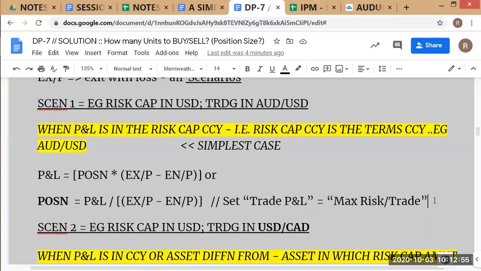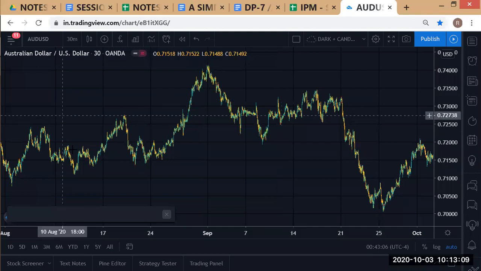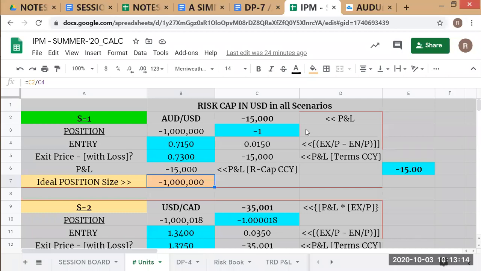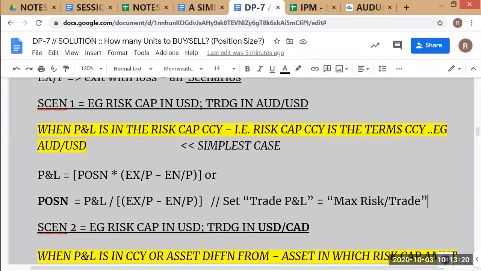This is the simplest possible case, because your risk cap currency is US dollars and you're trading in Aussie. Remember Aussie, because it is written like this, this is the convention. In the case of the Aussie, the terms currency is US dollars, and your risk cap currency is also US dollars. So PNL is in the risk cap currency, scenario 1, where the risk cap currency is the terms currency.